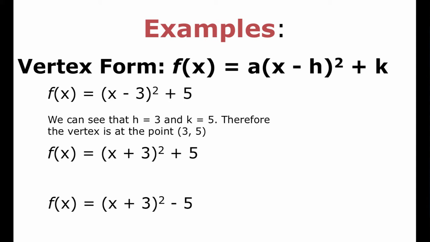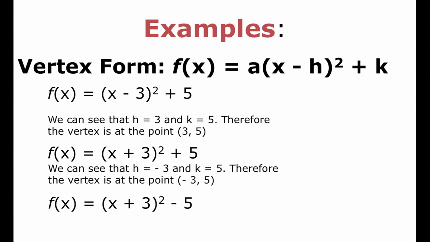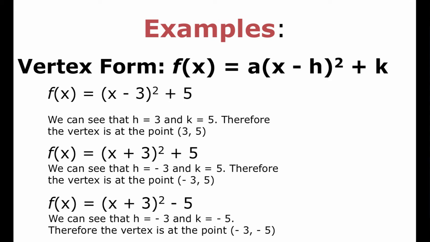The second example, (x + 3)² + 5. Again, we have the opposite sign of what's on the inside, so that would be a negative 3. Same sign as what's on the outside, a positive 5. So your vertex is (-3, 5). And then as you could guess, the bottom example, x + 3 on the inside, so my h value will be a negative 3. I've got a minus 5 on the outside, so it'll stay the same, negative 5. And my vertex is (-3, -5).